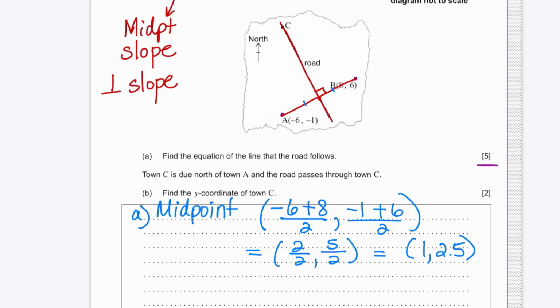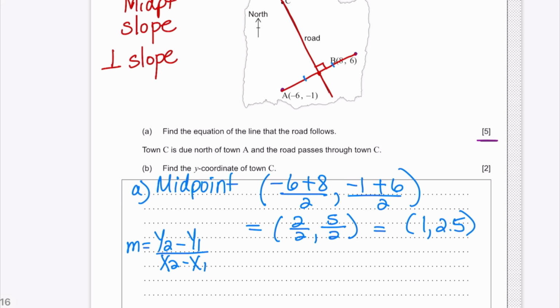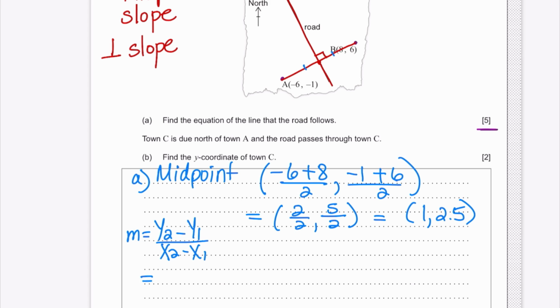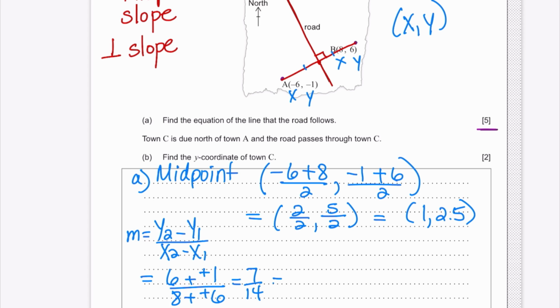Now the next thing that I want to do is figure out the slope, the gradient. To figure out the gradient, remember it's y2 minus y1 over x2 minus x1. This formula is in the formula packet, so you have to get it correct. It's always x comma y, so it's x, y, x, y. You just have to be consistent. 6 minus -1 all over 8 minus -6. Negative negative is a positive. So I have 7 over 14, which is equal to 1/2.